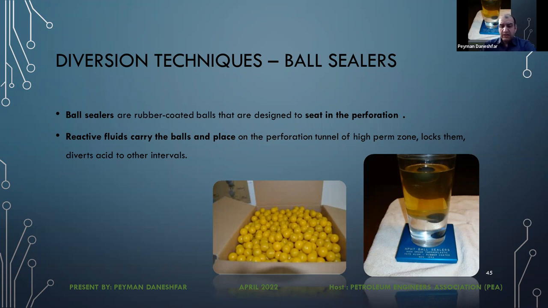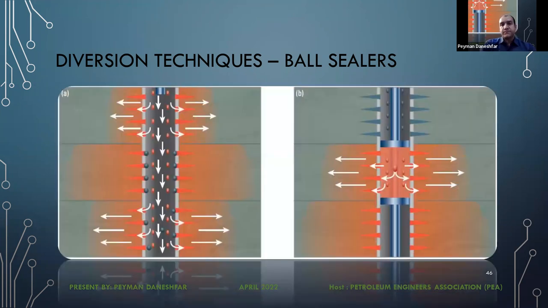So when we acidize the first part, or the first stage, again we send the ball sealers to sit on the perforations in the high-perm zone to divert the next acid to another perm zone. This will be repeated because we want to acidize the whole interval. And for the diversion techniques, let's show a picture. You can see that the ball sealers come down and sit on the perforations, and the acid goes to another zone.